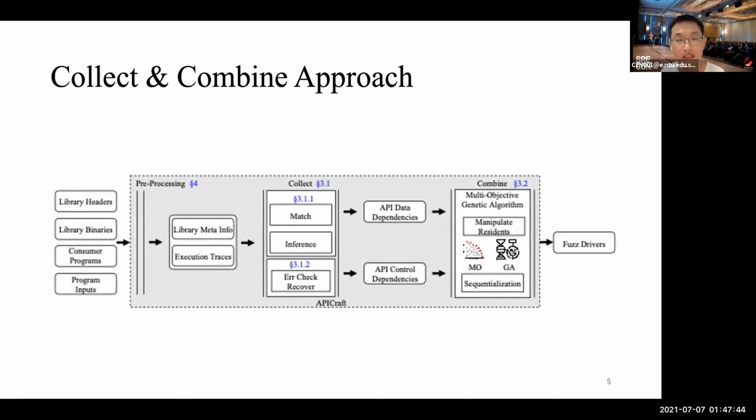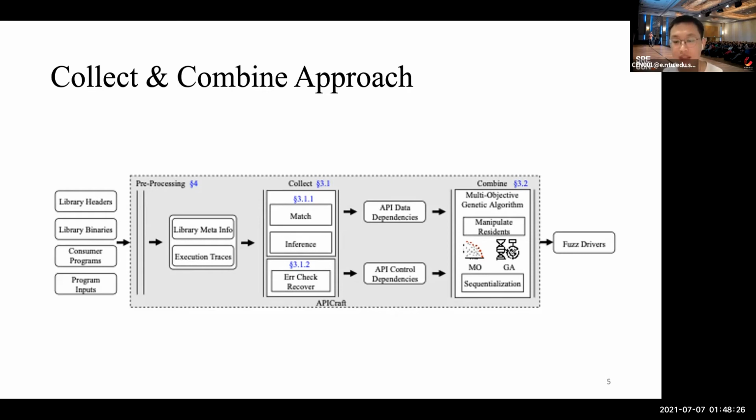APICraft proposes a collect and combine approach and has three key components: the pre-processing component, the dependency collection component, and the dependency combination component. The pre-processing integrates both static and dynamic information of the target SDK from multiple sources, including the header analysis, the static binary analysis, and the execution traces of the consumer programs. This information is further integrated into two parts: the metadata information and the execution traces.